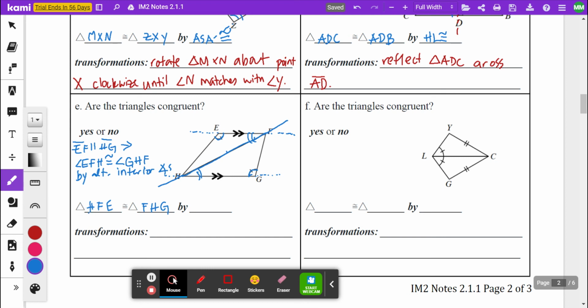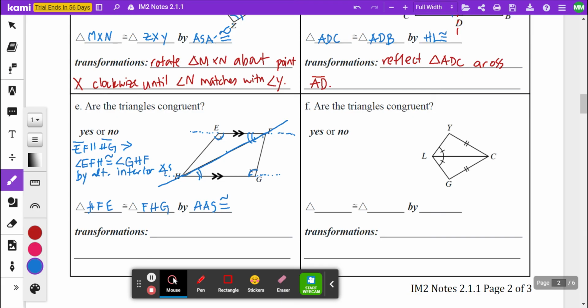I'm making sure to order the angles correctly. I have H matching with F, then the other F matching with the other H, and E must go with G. And this is congruent by angle, side congruence. Now, since these triangles are not drawn to scale, I mean, G and E look pretty different, but I'm told they're the same. Anyway, since they're not drawn to scale, the reflection or rotation process is a little bit confusing.